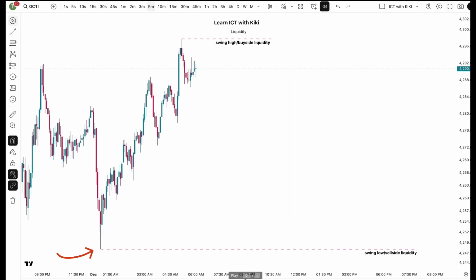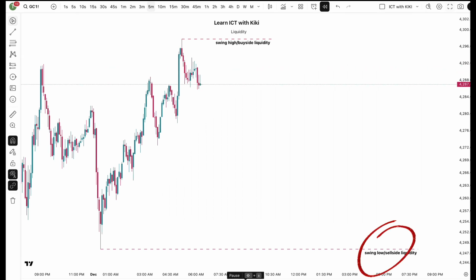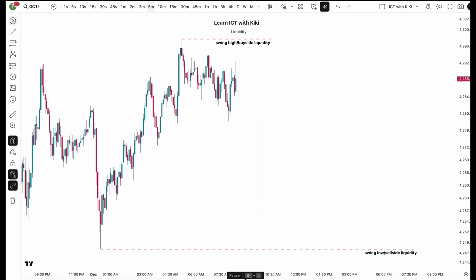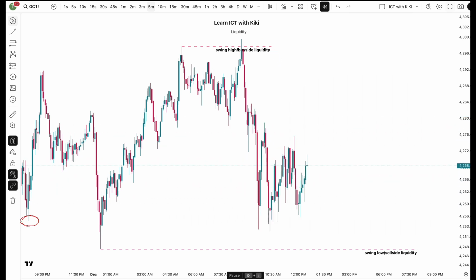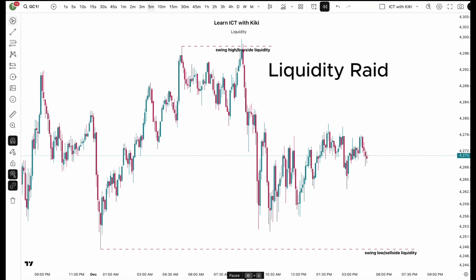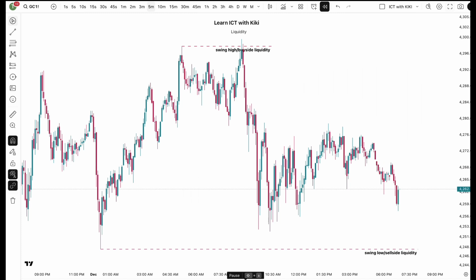What is a swing low? This is the opposite, a dip in price before it moves back up. Below swing lows is sell-side liquidity, more money sitting there. And why does this even matter? When you see price quickly tap above a swing high and then drop, or poke below a swing low and then shoot up, that wasn't by accident. That was a liquidity raid. The market grabbed the money and then moved away.